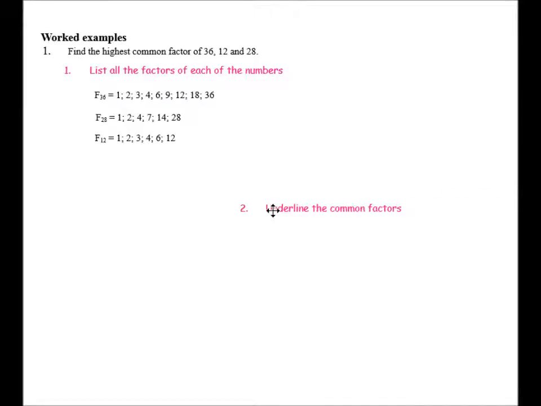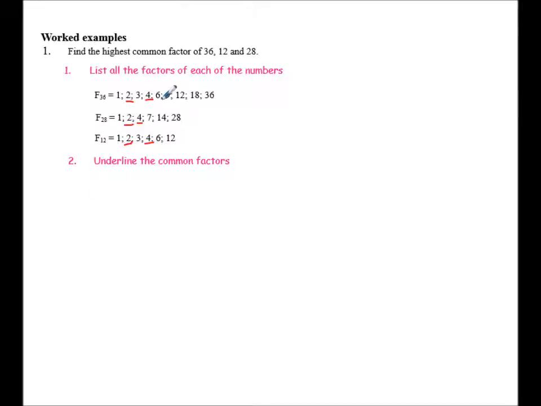After you have listed all the factors, you go back to each list and you underline the common factors. I ignore 1. So 2, I will find 2 is common to all three sets. The next factor that is common is 4. We are looking for the highest common factor. So I would have a look. I have a 6 here.